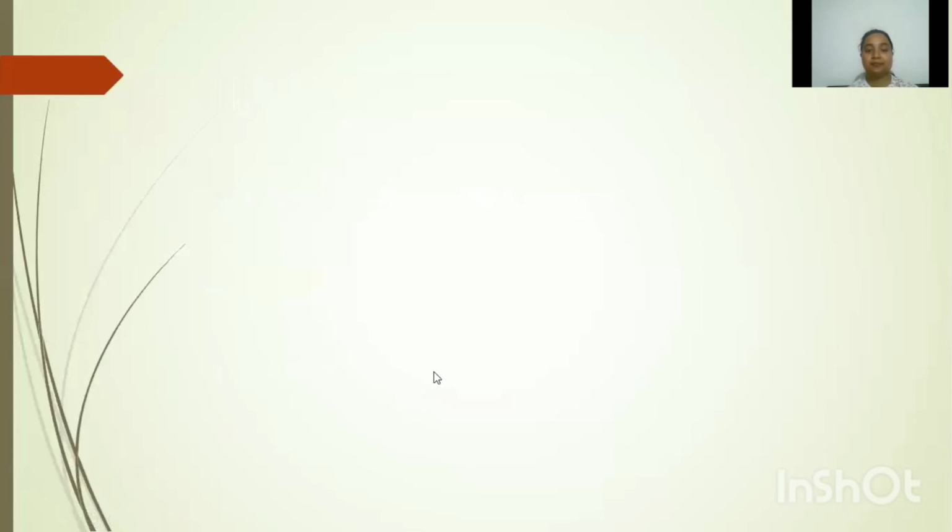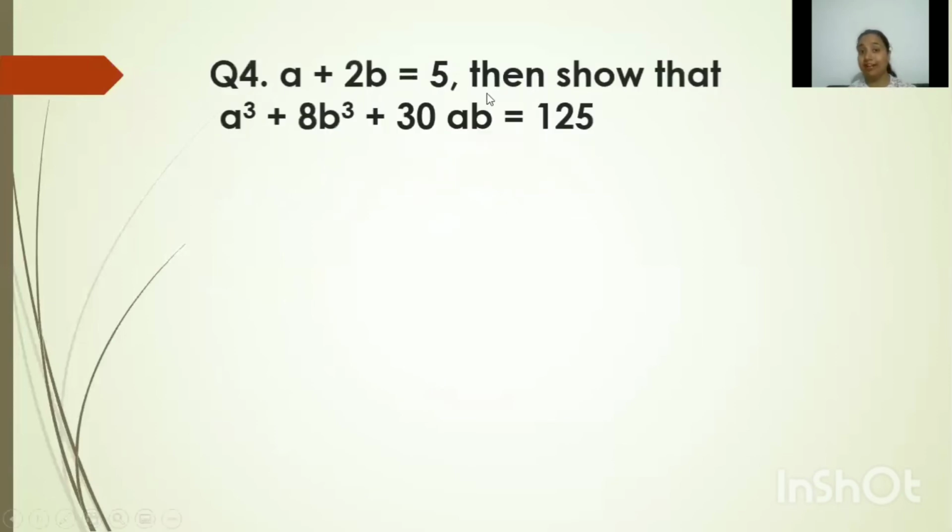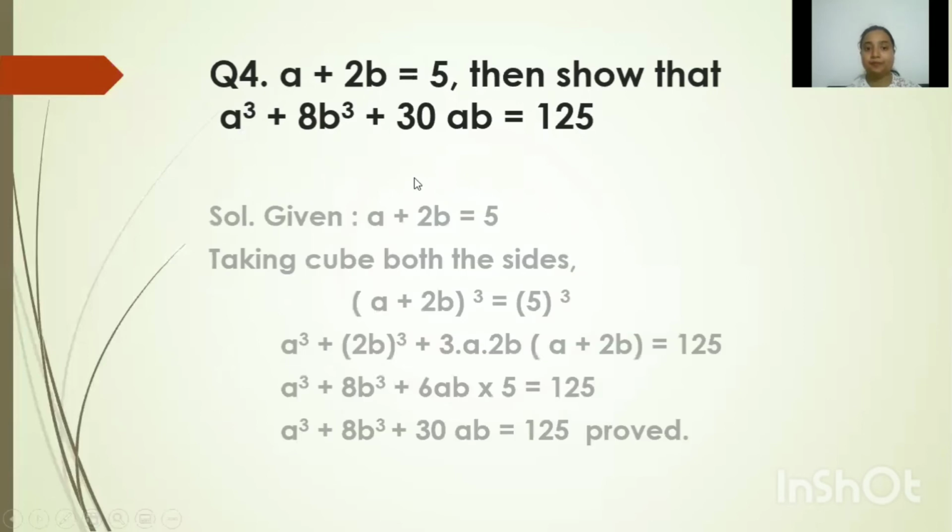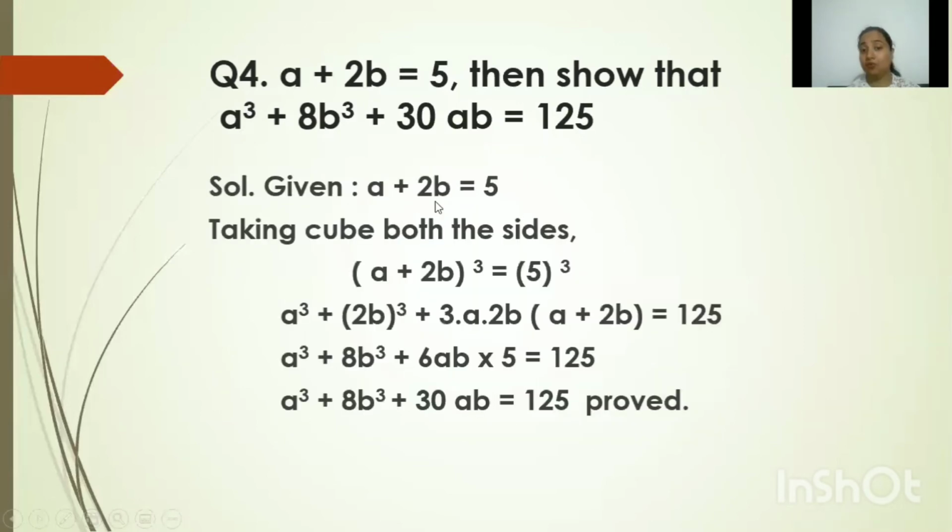Now see, we also find these kinds of questions in the long answers, like 3 marks ones. See, a plus 2b equals 5, then show that such a big expression. So take this expression and you can see that in the result there is a cube. So you have to do the cube of the given expression. So given is this, a plus 2b equals 5.